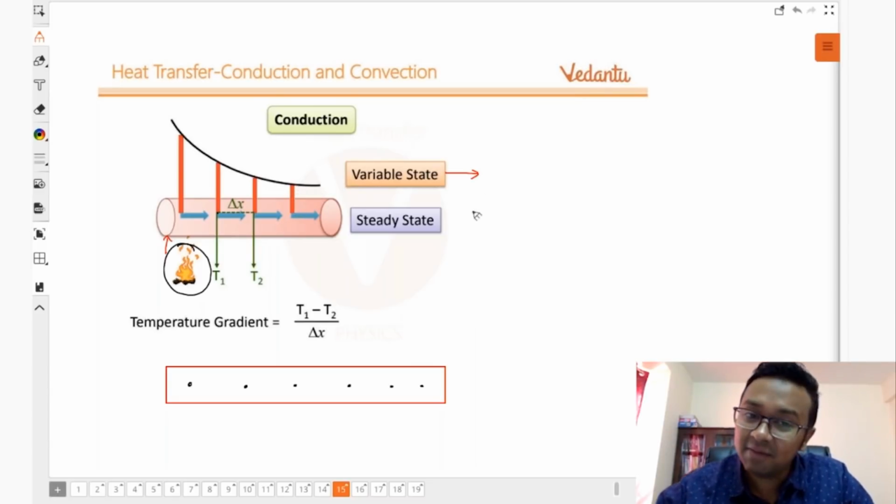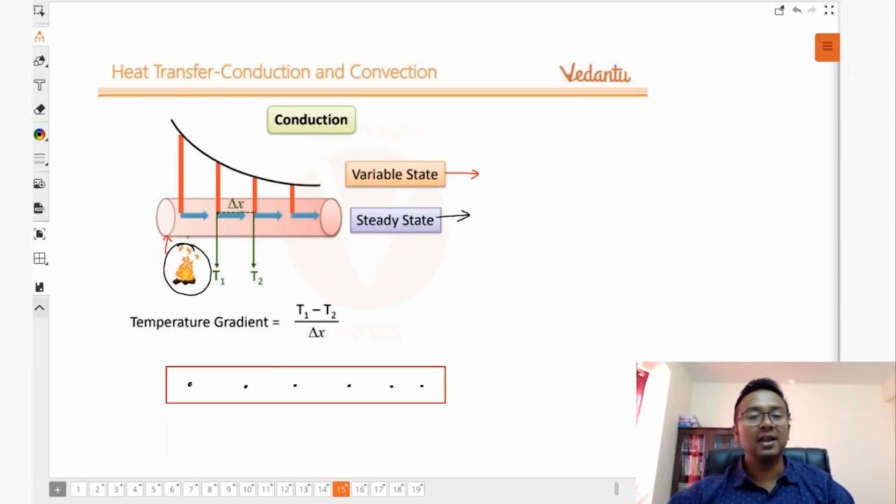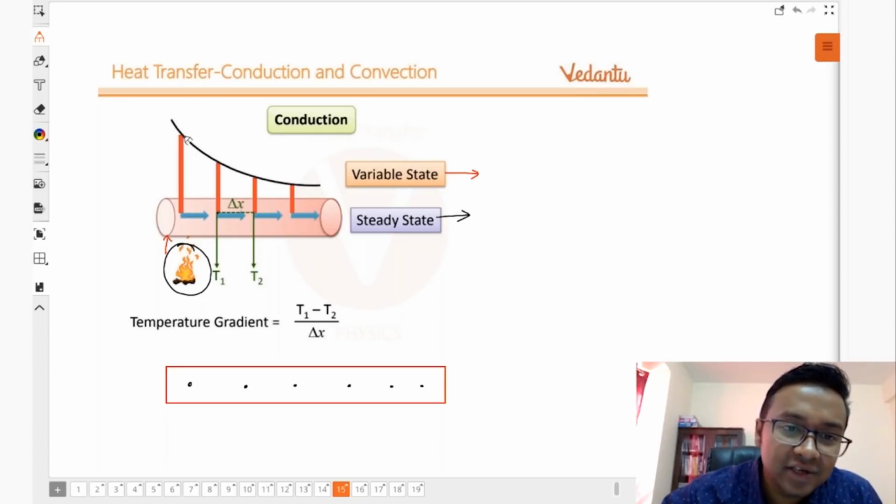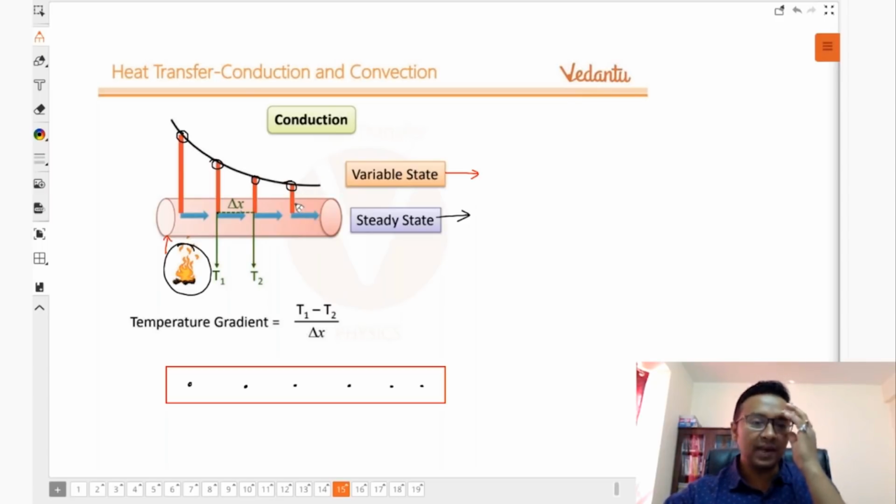And there will be a time when a steady state is reached. Now, what happens in a steady state, my dear students? In a steady state, every cross section is going to have reached its maximum value of temperature. So whatever heat this particular cross section is getting, it is not increasing its temperature. It is just telling it, please go ahead. So it is giving us a clear route.